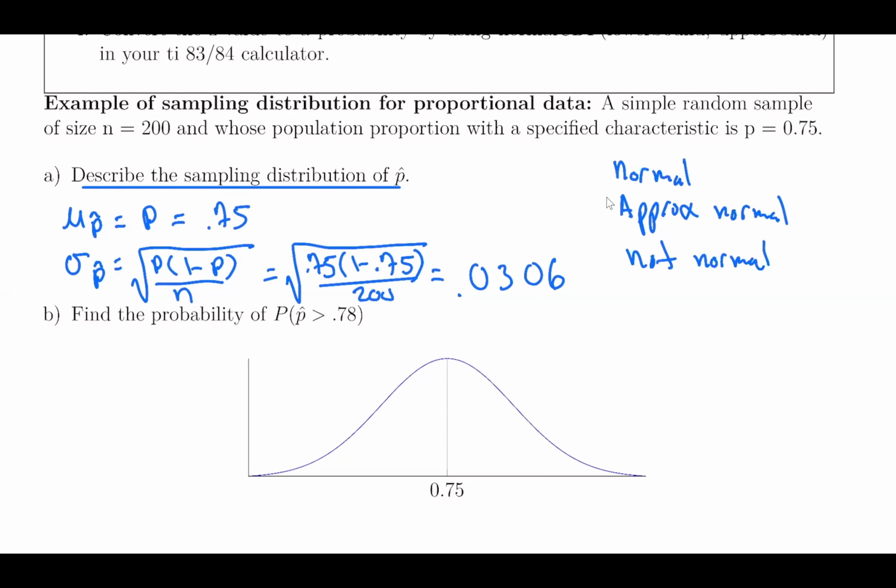And we're going to check this one: N times P times 1 minus P, and that should be greater than or equal to 10. So for this one, N is 200, P is 0.75, and 1 minus 0.75. We're going to see if this is greater than or equal to 10.